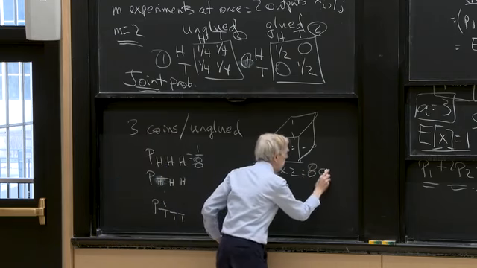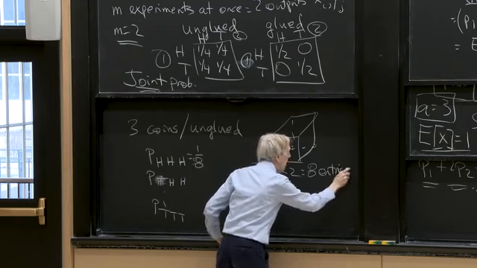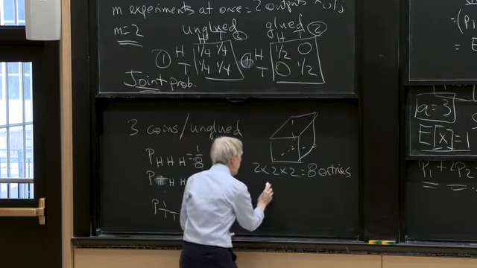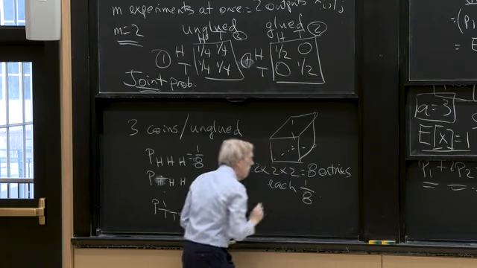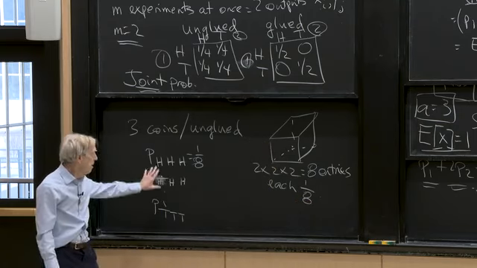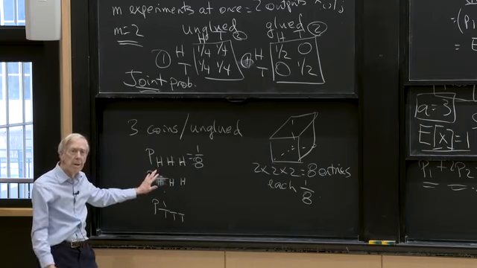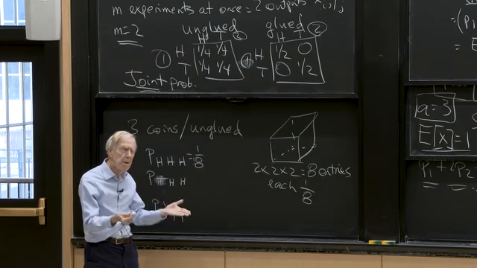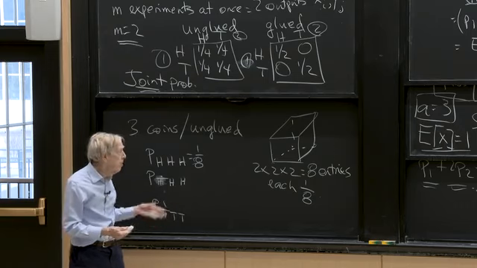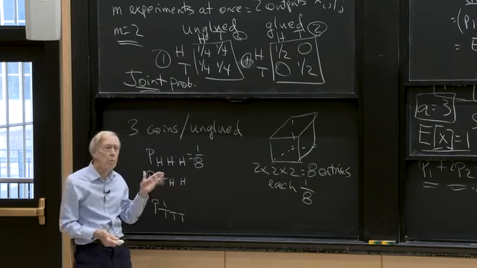And of course, in this simple case, each will be 1/8 in that unglued, totally independent way. But then you can imagine some dependence. Say, so what would happen if I glued coins 1 and 3?